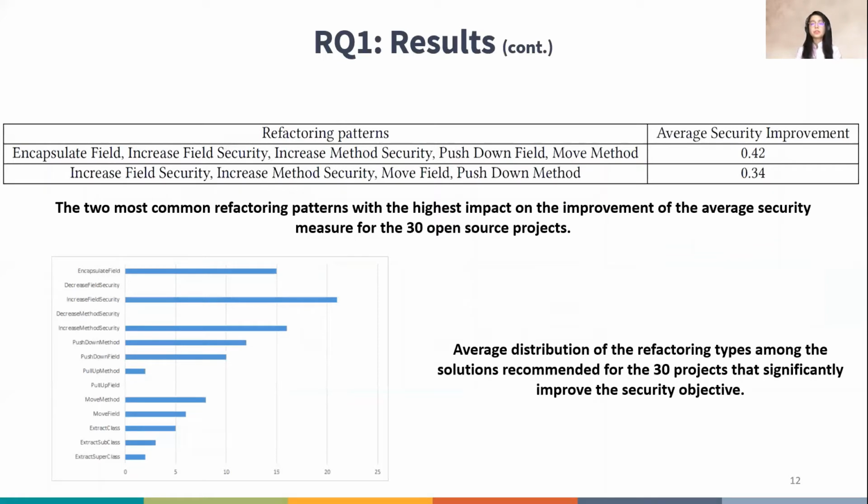The table shows the refactoring patterns that were found in solutions that improve the security the most. And the figure shows the frequency of the refactorings and the solution that significantly increase the security measure. We found that the most frequent refactoring types are increased field security, increased method security, and encapsulate field, which are the refactoring types that make the methods and fields less exposed and accessed, which confirms the correlation results.